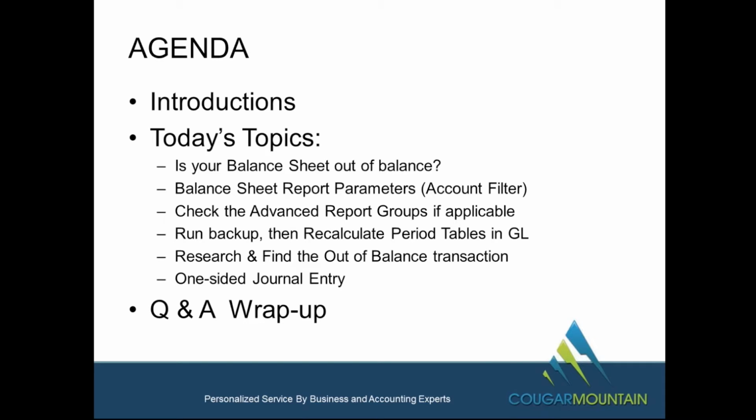So our agenda today is we're going to talk about your balance sheet or your general ledger being out of balance. We'll give some examples of why that could possibly happen, and if it does happen, what we can do to fix it. So for our topics, we're going to talk about the balance sheet itself. We'll go over the couple of different reports, the balance sheet versus the trial balance, and whether it's out of balance or not. We'll talk about the report parameters, because that is the number one reason for out of balance. We'll talk about the advanced report groups that may be throwing it out. Then we'll talk about how to recalculate the period tables. And last but not least, we'll talk about how to find the out of balance after all the previous steps have not brought us back in balance yet, and then how to fix that with a one-sided journal entry if needed.